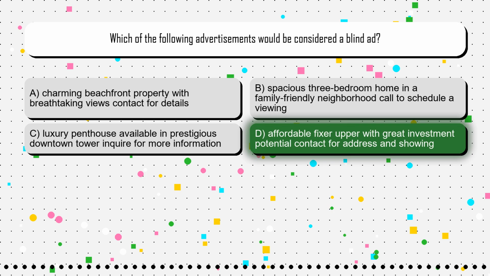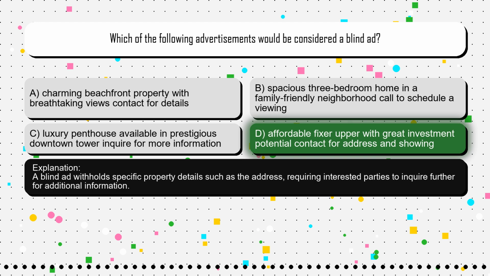The correct answer is option D, affordable fixer-upper with great investment potential. Contact for address and showing. A blind ad withholds specific property details such as the address, requiring interested parties to inquire further for additional information.